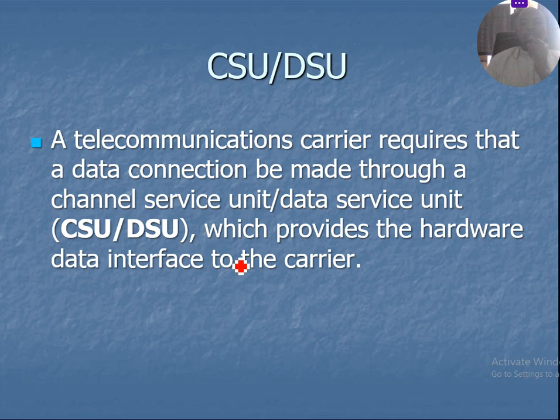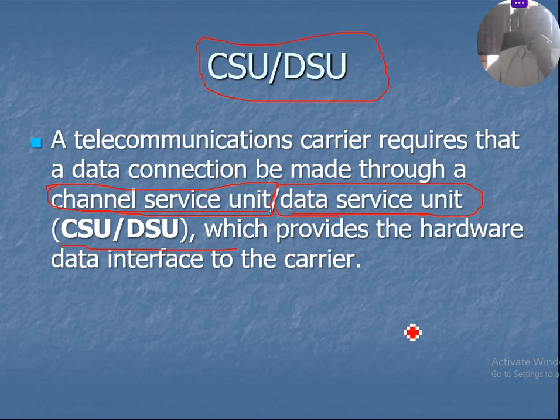Okay, then the CSU DSU. Remember, in your router you have the CSU DSU unit, right? The CSU is the channel service unit and DSU is data service unit. A telecommunication carrier requires that a data connection be made through a channel service unit. So it is from your channel service unit that you can connect to the telecommunication carrier to carry your data, whether it's file data, video data, or voice data. They will connect from your channel service unit, or data service unit, from your router, to the telecommunication carrier, where they will carry and route your data to the destination location provided by your hardware interface.